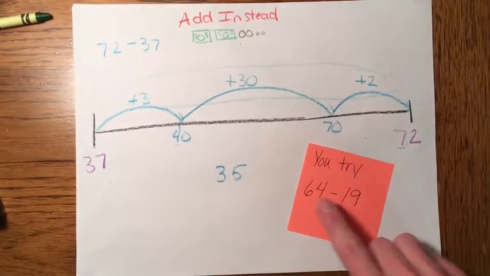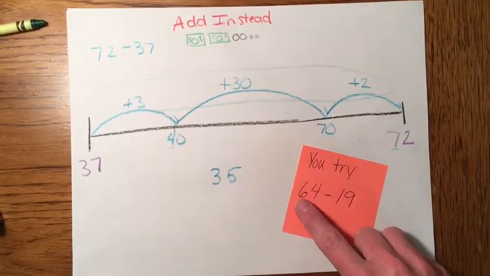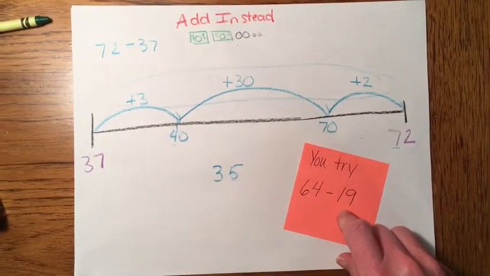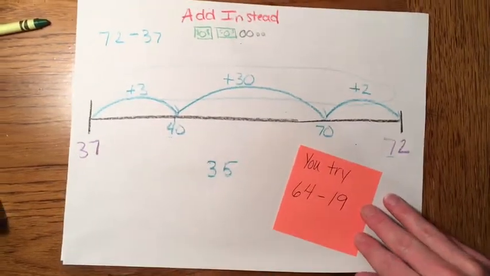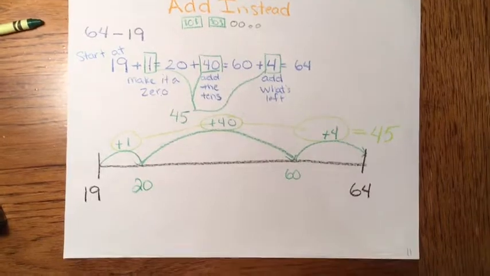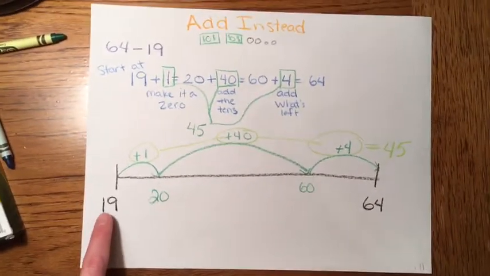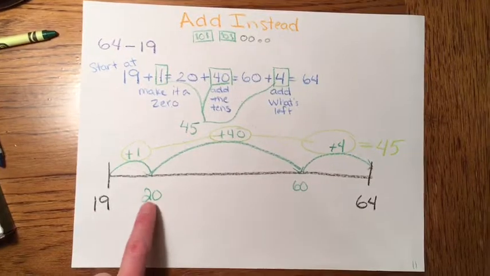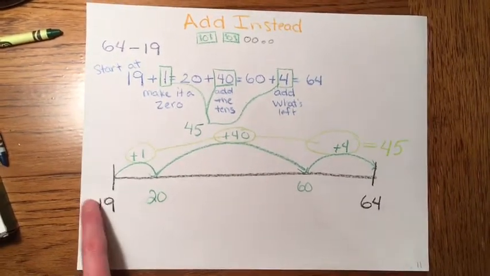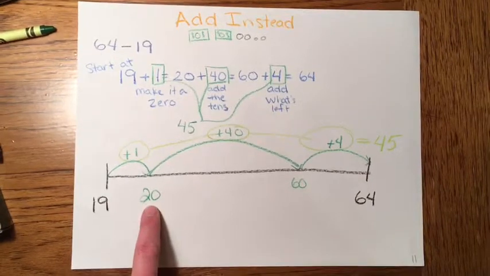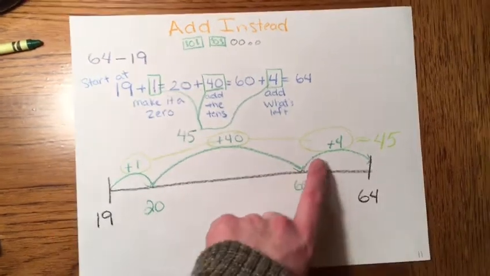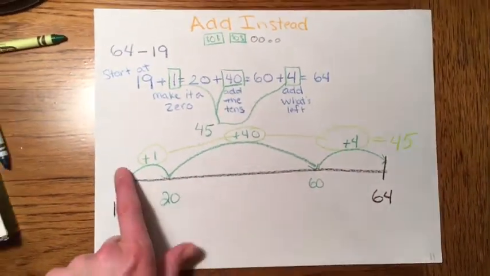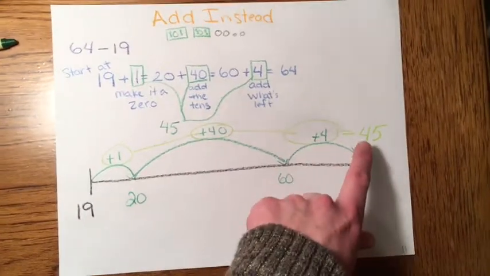I want you to try on your own, pause the video, doing that instead with 64 minus 19. Pause your video. Here's what a possible answer might look like using the add instead strategy. Again, this is one that looks a little bit better when you use a number line. So we're starting with that 19. We want to make it a nice even number with a 0. So 19 plus 1, we have 20. Then we're trying to get to the closest 10, so we added 40, which made 60. We're adding 4 more to make 64. When we add all of our top numbers together, we get 45.